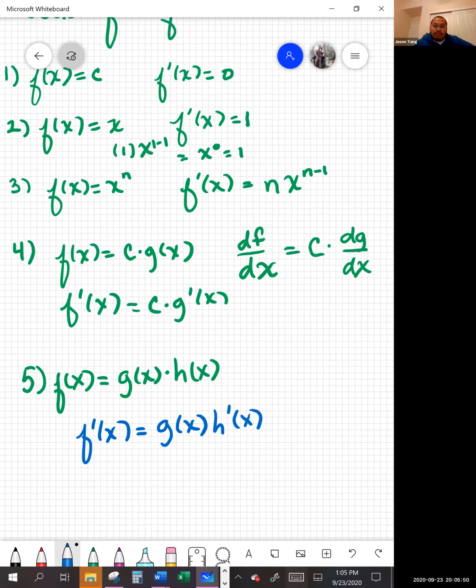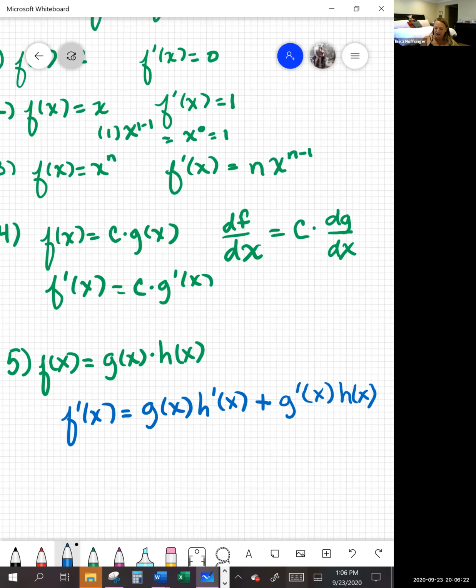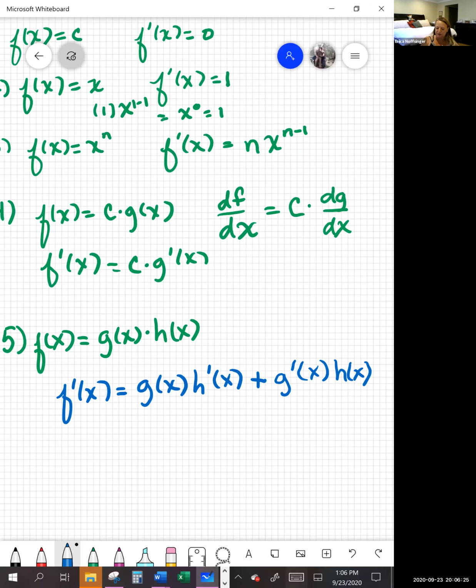So f prime of x is equal to g of x times h prime of x. And then someone was saying, you're asking plus or minus, so it's plus here. But if it was, well, actually, we'll not talk about that right now. And then after the plus, it's the derivative of the other one times the original function of the one that you had taken the derivative of here. So it doesn't matter order here, but it does matter when we are looking at the derivative of a quotient.